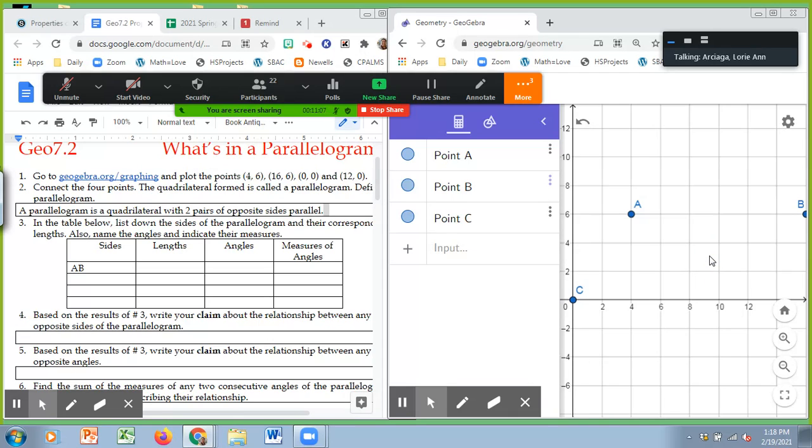Okay, does that work? Yep. Let me know if you have questions. You got it? Okay, and then the last point is (12, 0). There. Got it? Okay.